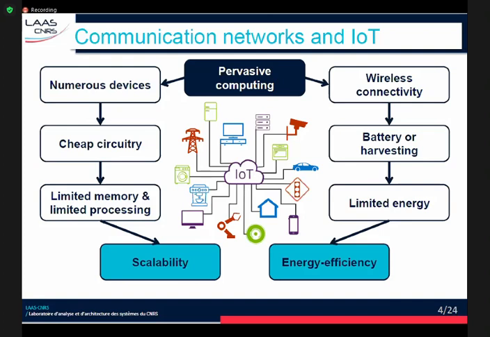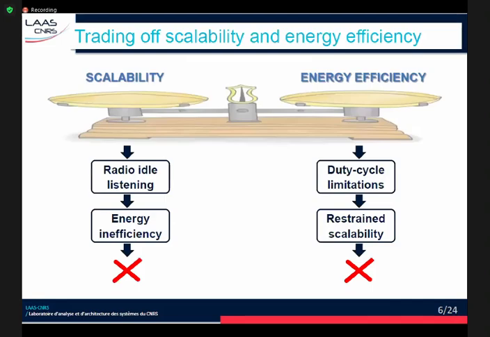So the main challenge in IoT networks is to find this compromise between scalability and energy efficiency. In fact, if we design communication protocols that are just scalable, we will easily end up designing something which is energy inefficient. Why? Because to be scalable, devices should be listening for incoming information. They should be reactive.